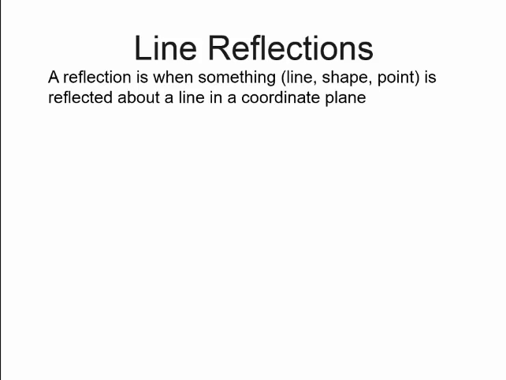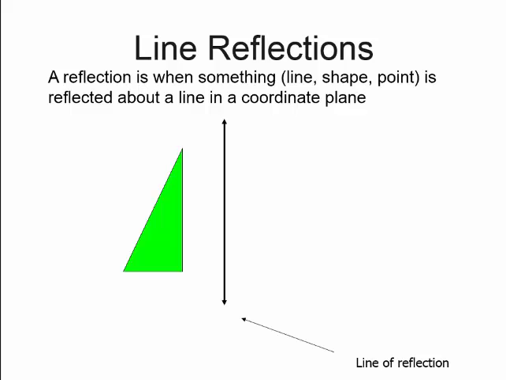So, a reflection is when you take a shape, a point, a line, and reflect it about a line in a coordinate plane. Most of the time, that line will be the x-axis or the y-axis. So in this particular problem, if I wanted to reflect this figure along this axis, it would actually be a mirror image on the other side, looking like this. So it's kind of like looking in a mirror. You see a backwards image. So this is what a reflection looks like.